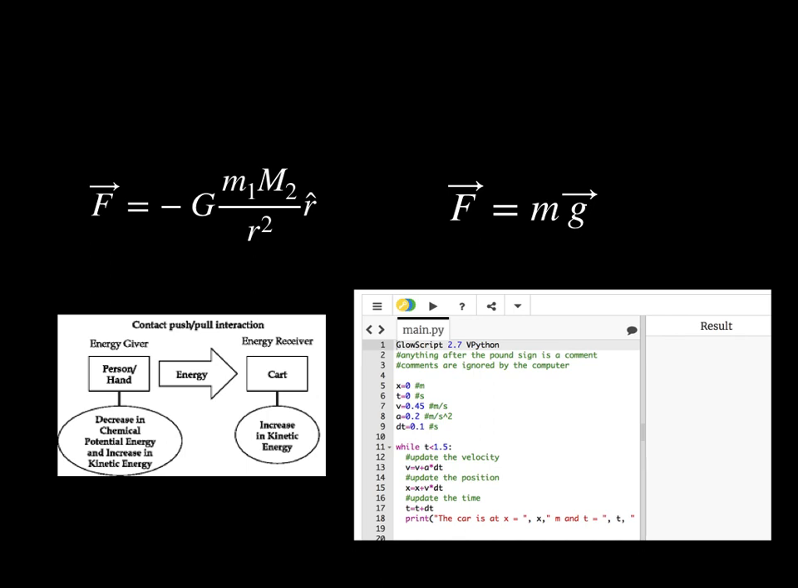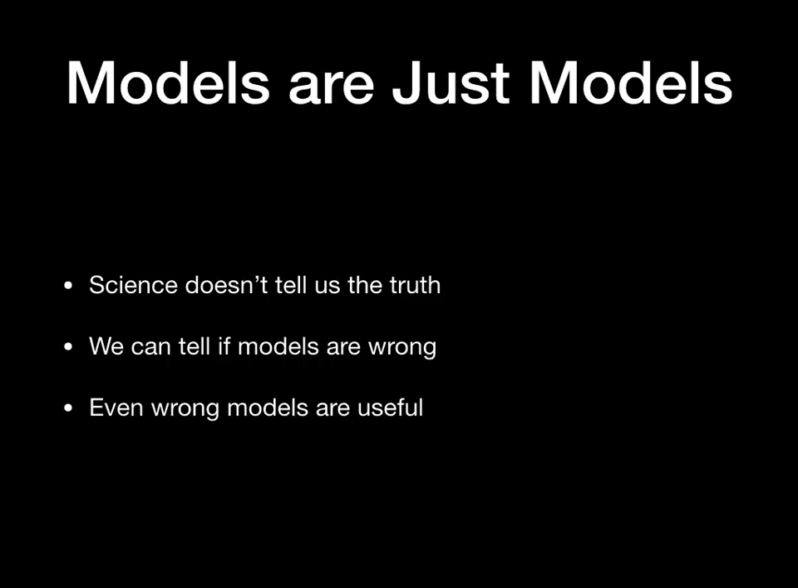And this is what we do in science. We build these models, and they don't have to be equations. They don't have to be physical models, but they can. They can be conceptual models. They can be computer programming models. But models are just models. They don't tell us the truth. They just model things. We know if a model is wrong.